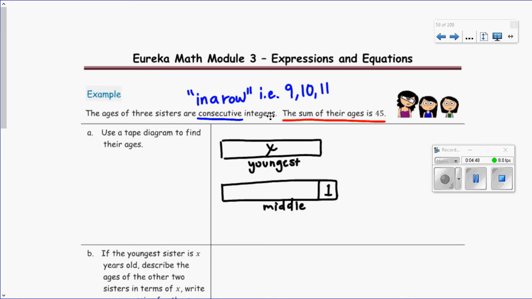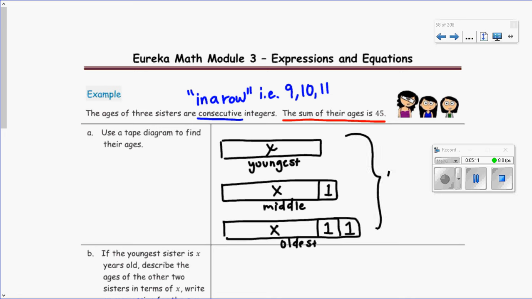Okay, if we call the youngest x, the middle child would be whatever x is plus 1 more. And then what would the oldest be? The oldest is going to be one more than the middle. So do you see how it keeps going up? Keeps going up by one. All together, their ages are 45 years.